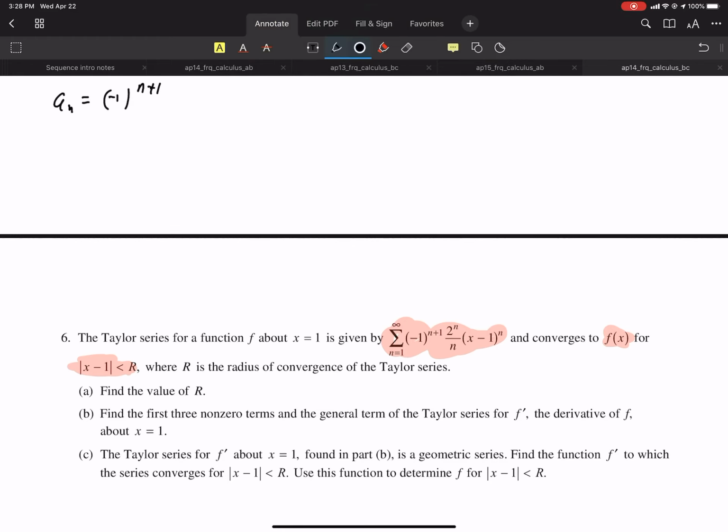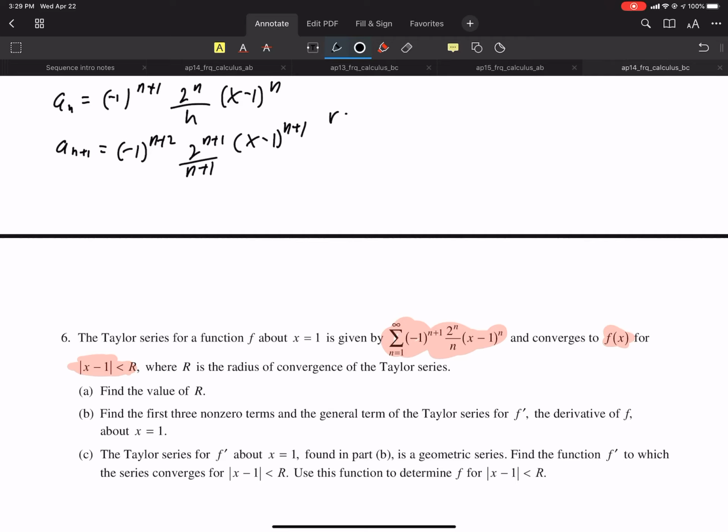And then 2 to the n over n, x minus 1 to the n. All right, so that's a sub n. To do the ratio test, I need a sub n plus 1. Let me go ahead and put this here: n plus 2 to the n plus 1, n plus 1, x minus 1 to the n plus 1.